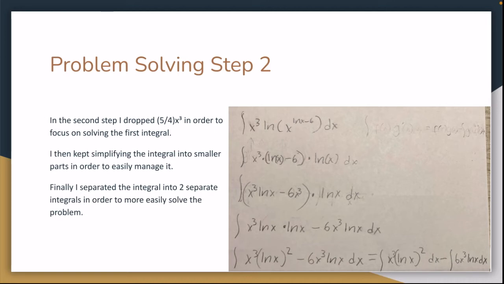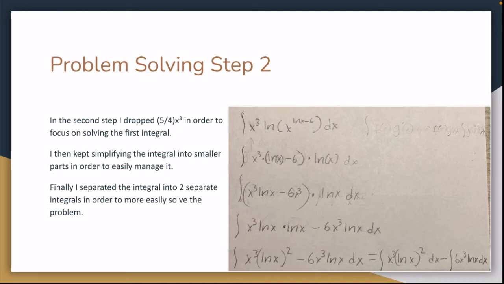This made it much easier to solve because I also remembered that when you have the natural log of something to the power of something else, you can take whatever that power is and bring it to the front of the natural log. And that is what I did here. I took the natural log of x minus 6 and brought it to the front, which gave me x cubed times the natural log of x minus 6 times natural log of x.